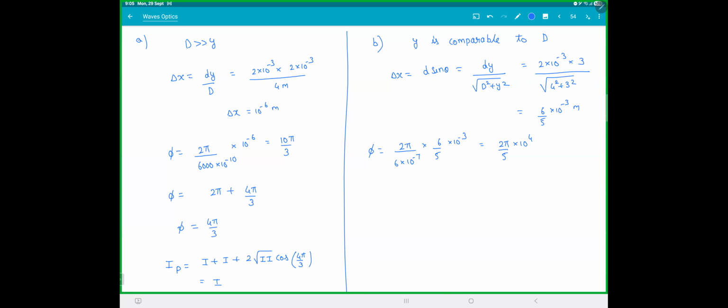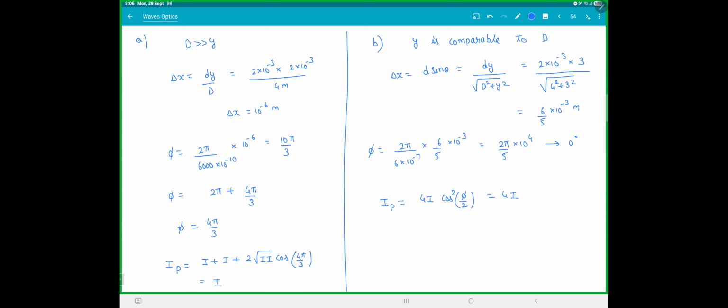I think this will be 0 degrees only, isn't it? That will be some 2 pi k value only. So intensity at 4p will be 4I cos square phi by 2. Same formula. If intensities are same, you can use this directly, which is 4I. It's a maximum.